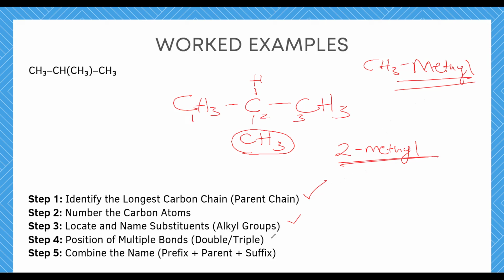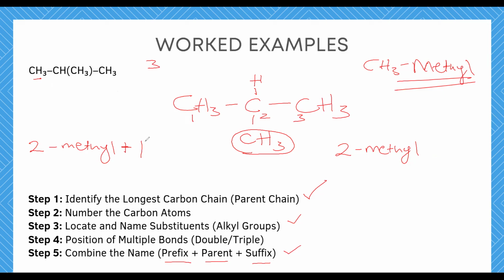The next rule says to position the multiple bonds. In this case, we have no multiple bonds because there is no double or triple bond present in this compound. So there is no application of that rule to this case. The next thing is to combine the name, the prefix, the parent name, and the suffix. So the prefix is the name of the substituent. The substituent is 2-methyl. The parent name is the name assigned to the longest carbon chain, and we identify it to be 3.